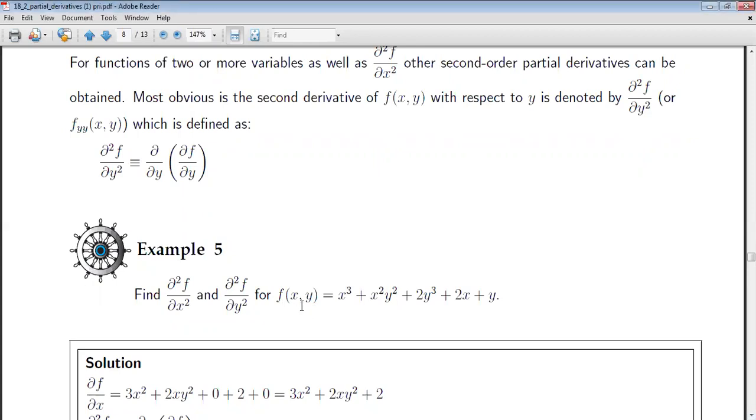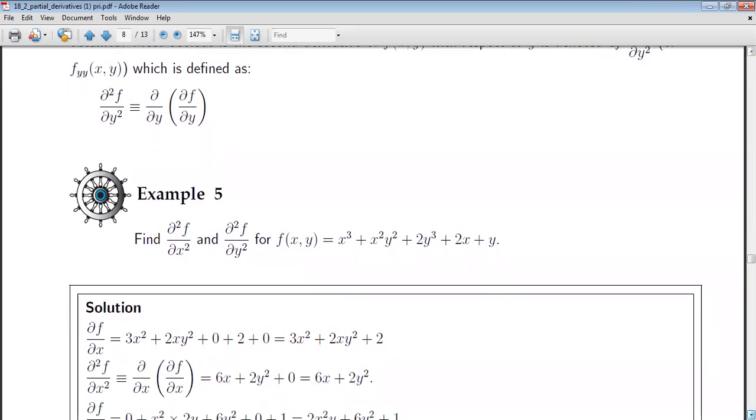See here, f of x, y is x cube plus x square y square plus 2y cube plus twice x plus y. That is the function of x and y, no? Because in this function, the variables which are containing are x and y. Okay. Now, how can you find out del f del x, del square f by del x square, and del square f by del y square? See, the solution is also given here.